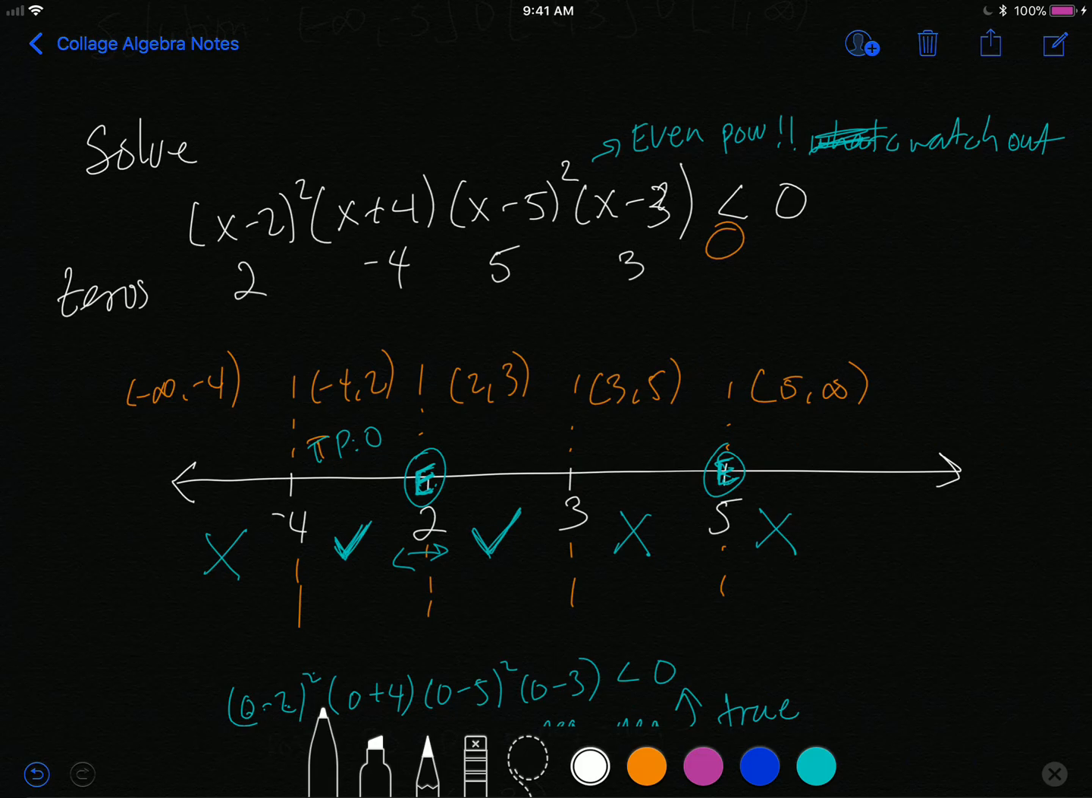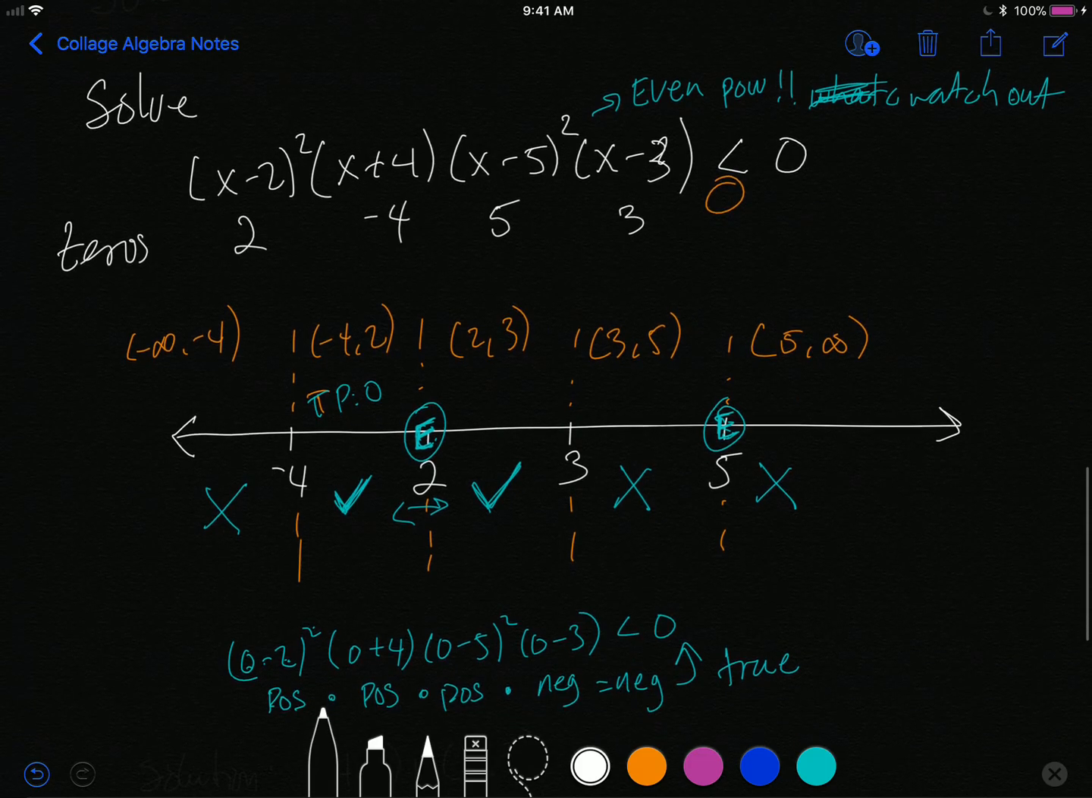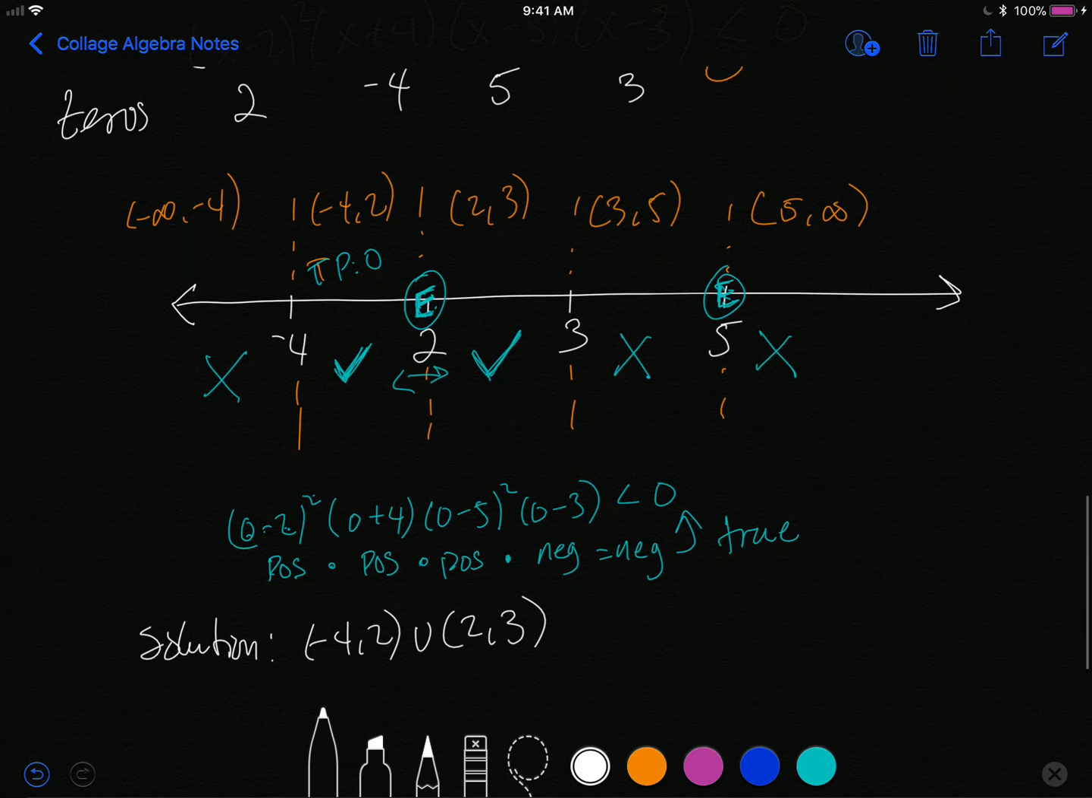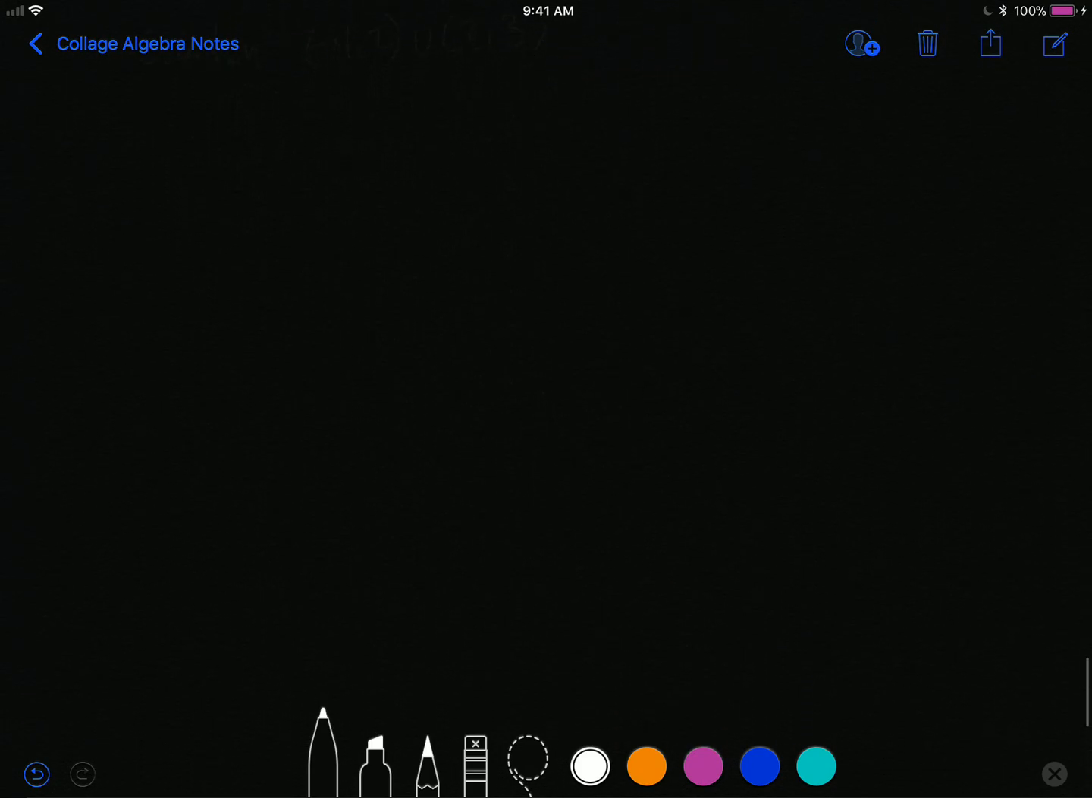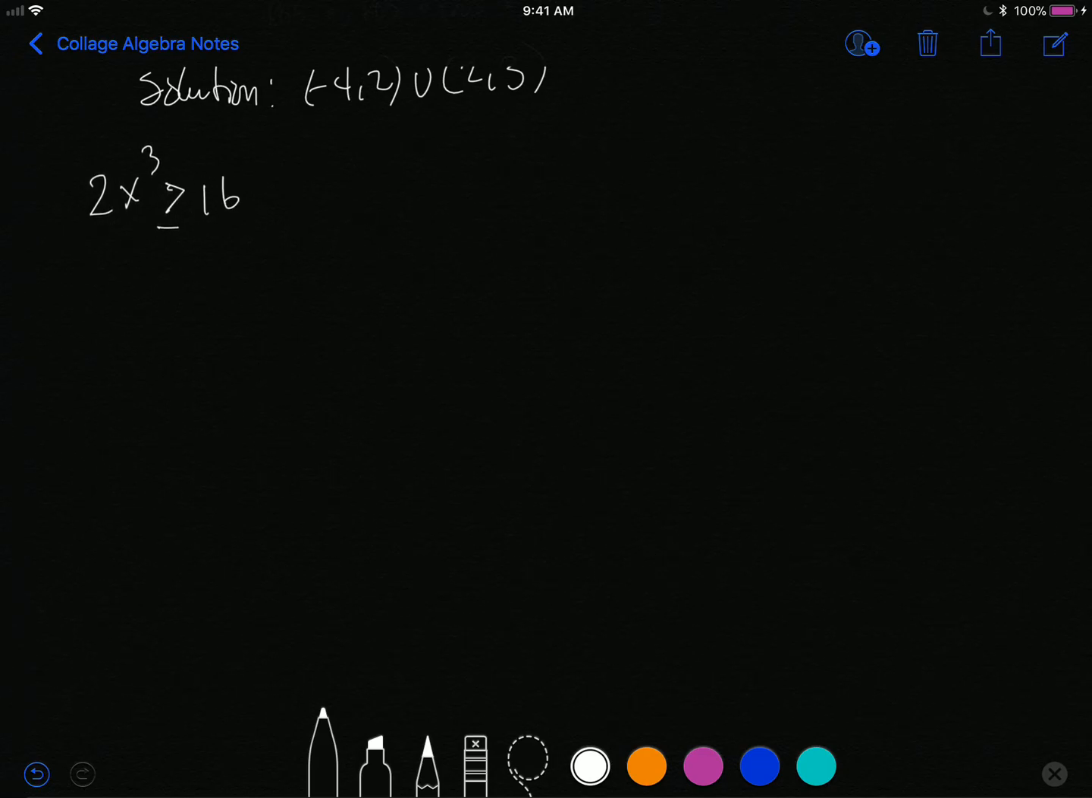Sometimes we like to be mean to you, and then we give you a problem that the zeros are obvious. And so your first goal is to work to find those zeros. And once you found those zeros, you can go ahead and complete the rest of the problem. So let's say I have right here 2x cubed is greater than or equal to negative 16x squared. And I need to solve this thing right here.